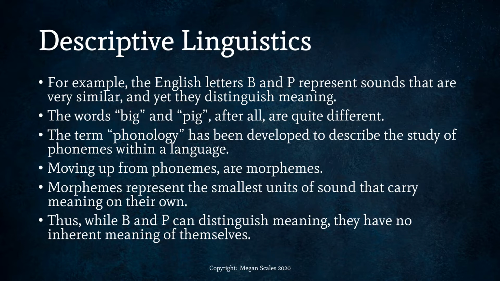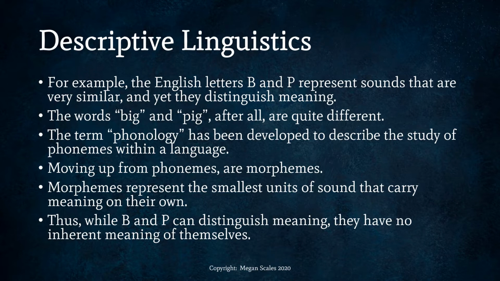So in the English language, b and p are phonemes that can make words mean different things. This brings us to the term phonology, which describes the study of phonemes within a language, or more generally, how languages sound. Language sounds, okay? So we talked about phonemes, the smallest sound that can change meaning in a language.